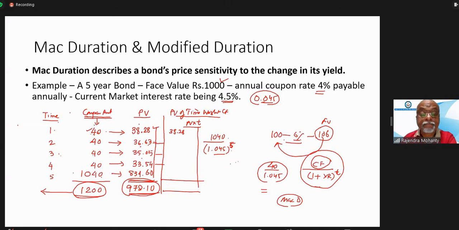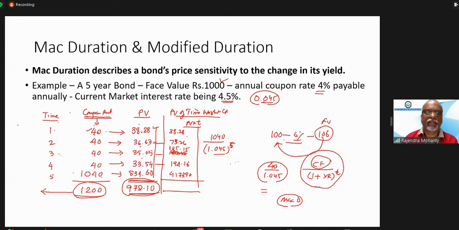The first is 73.2, the second is 73.26. Then 105.15, then 134.1, and the next one will be 4173.30. Now make the total of all this.